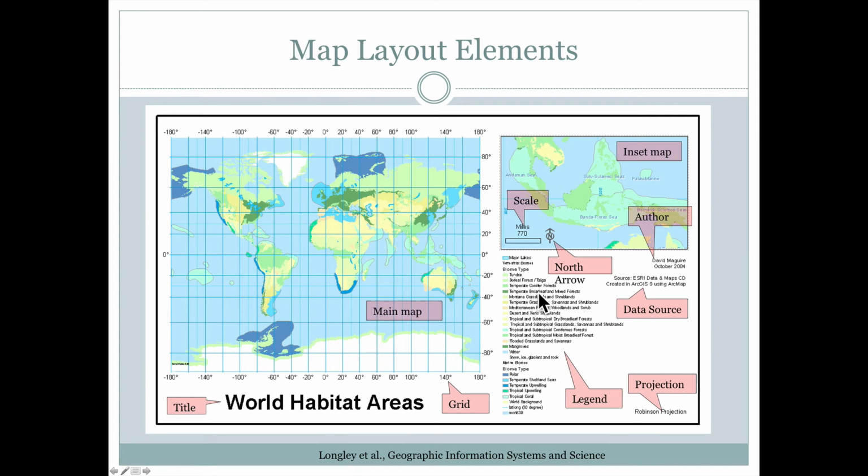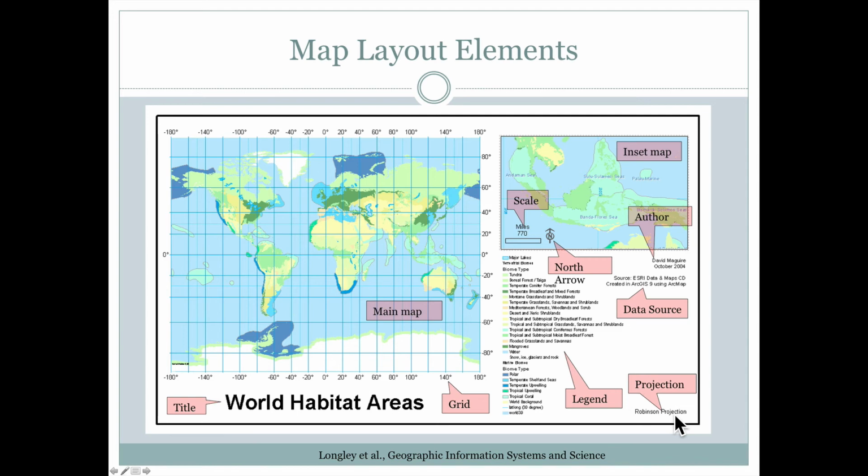In addition to that, we have this legend over here, which tells what all the different colors on the map mean. And then there's some other information, such as who the authors are, what the source of the data is, and what sort of map projection the data is in.